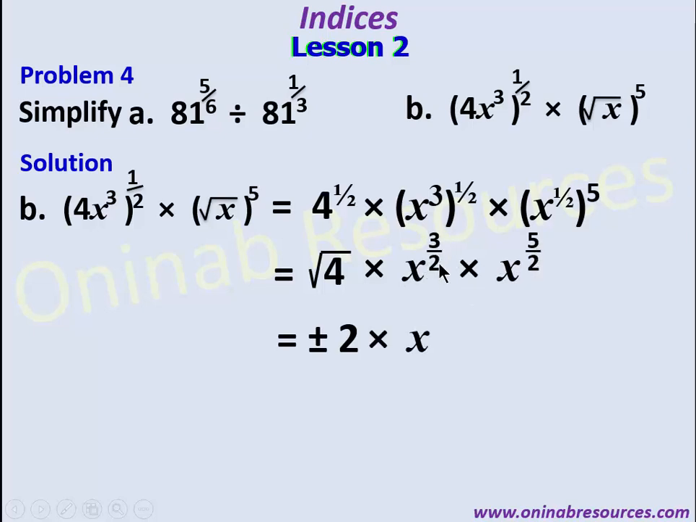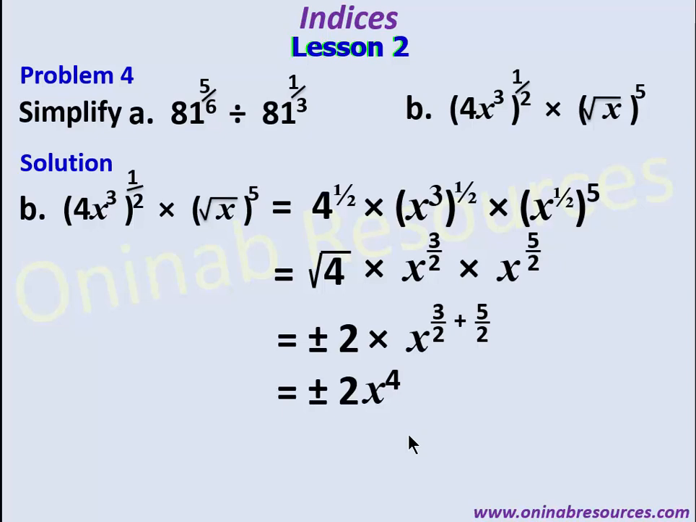3 over 2 plus 5 over 2 will give us 4. So we have it as x raised to power 3 over 2 plus 5 over 2, and 3 over 2 plus 5 over 2 will give us 8 over 2, which is 4. So finally we have our answer as positive or negative x to the power of 4. And that is the end of solution to problem 4.